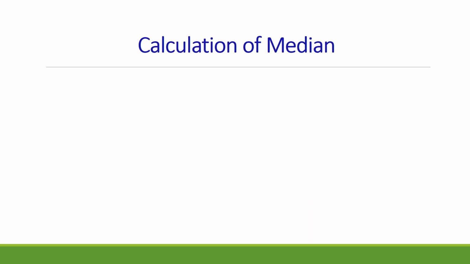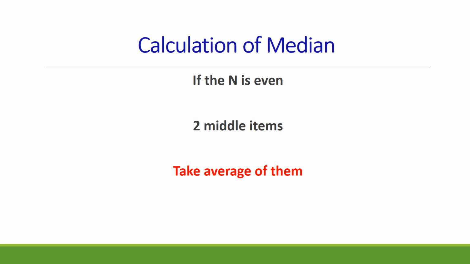Now let us see how the calculation of median is done if the n is even. In the previous case, median was calculated as the middlemost number. But if the n is even, then there will be two numbers in the middle of the series. And from these two numbers, how can we find out which is the median? In this case, we have to take the average of these two items. The average of the two items in the middle is the median in such a case.